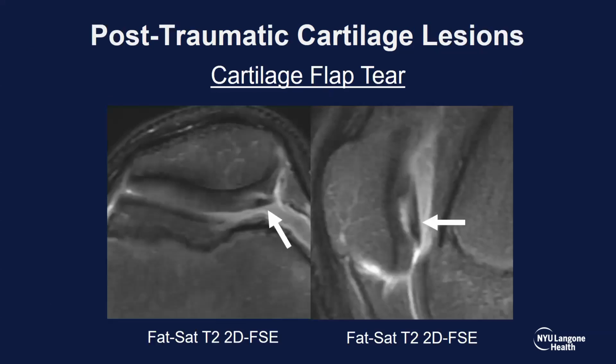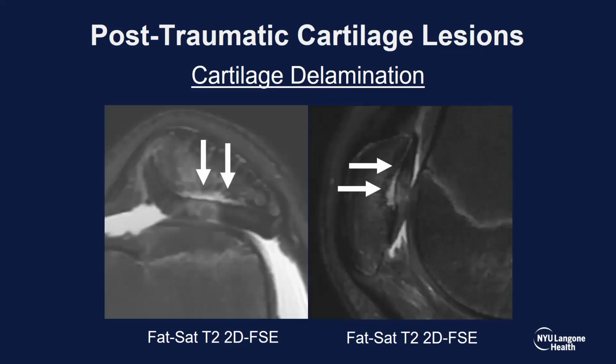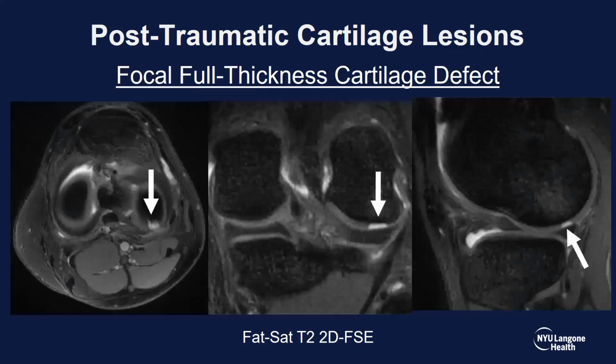Post-traumatic cartilage lesions include a cartilage flap tear, cartilage delamination, and a focal full-thickness cartilage defect with perpendicularly oriented or acutely angulated margins.